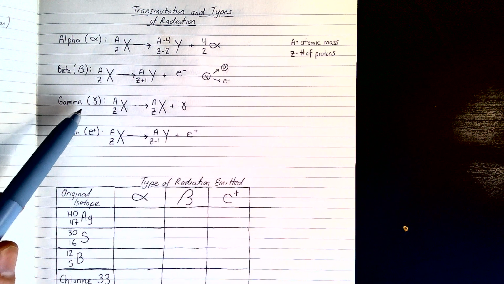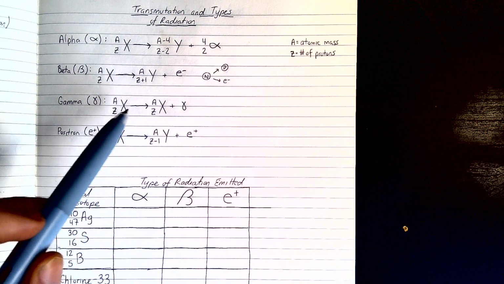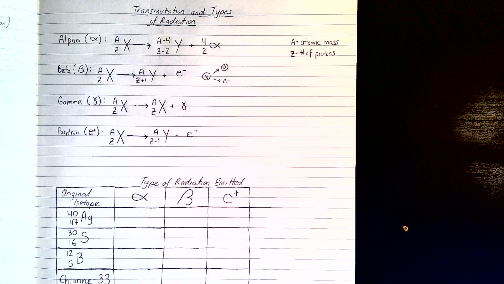Gamma radiation is very easy. The mass and the proton number do not change, neither does the identity, but very high energy light is emitted as a gamma ray.